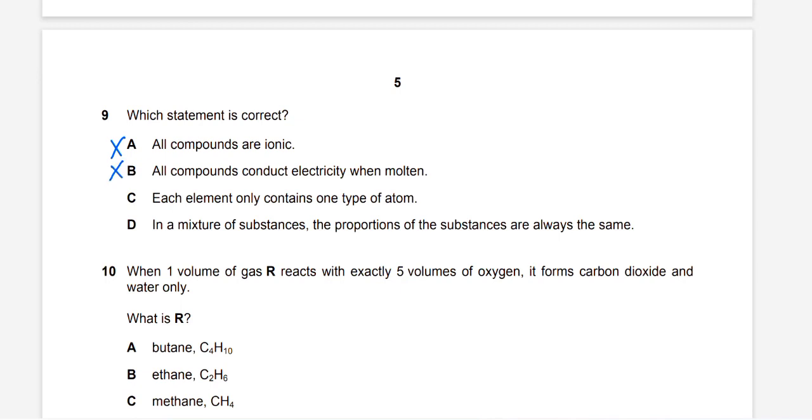Each element only contains one type of atom. Yeah, this is correct, because when we have C6, it means six atoms of carbon, but all are the same. We write O3, three atoms of oxygen. This molecule is known as ozone, but it has three atoms of oxygen, all the same. In a mixture of substances, the proportions of the substances are always the same. No, they do not have fixed proportions. This is also wrong.